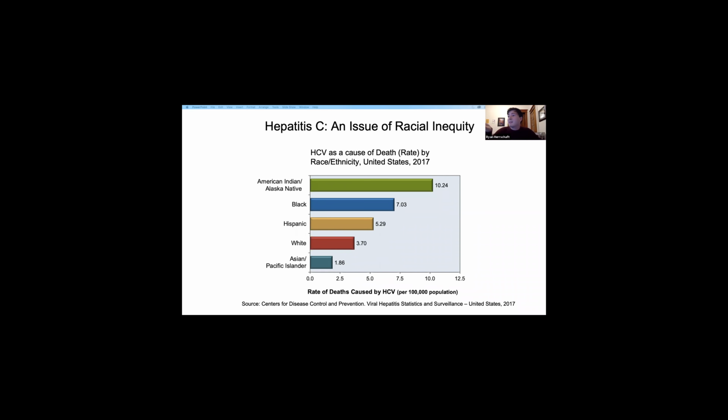And here we can see, so the CDC refers to one of the population groups as American Indian or Alaska Native, but indigenous people as well. We're seeing much higher rates per 100,000 population. Hepatitis C claims many more lives in Native communities, in communities of Black Americans and Hispanic Americans compared to white Americans. And so that's a cause of the racial life expectancy gap.